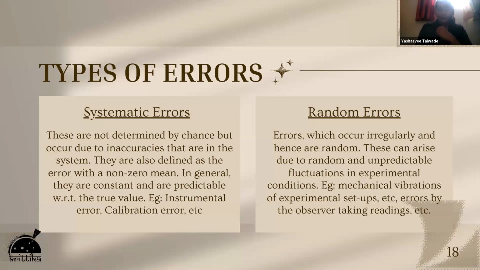Other examples are a mechanical vibration of the experimental setup. The setup is not placed well, there is some vibration in it, or the setup just moved or something. Things like that come under random error, or errors by the observer while taking the readings. So like that, we have these two types of errors. They will be discussed ahead, and in the following session, we will understand how we can minimize both of them.